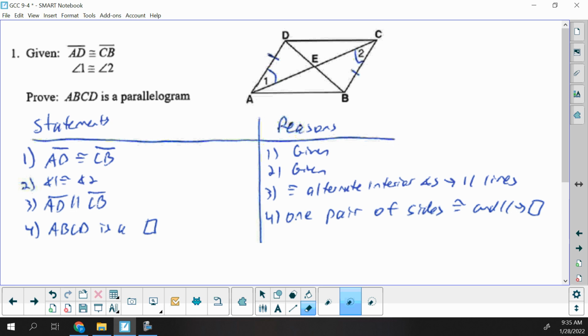We were given a set of sides congruent, so that rules out pretty much the both pairs parallel. And then we had a set of angles congruent. Well, notice those angles are alternate interior angles. So congruent alternate interior angles implies parallel lines. Now we have the same set of sides, both congruent and parallel. So one pair of sides congruent and parallel implies parallelogram.